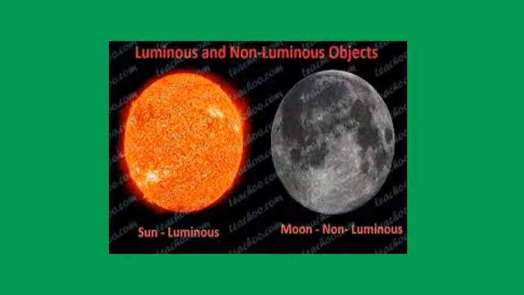Here is a clear picture of the sun as a luminous object, which is called a light source, which makes light. Whereas the moon is a non-luminous object, which reflects light from the sun.